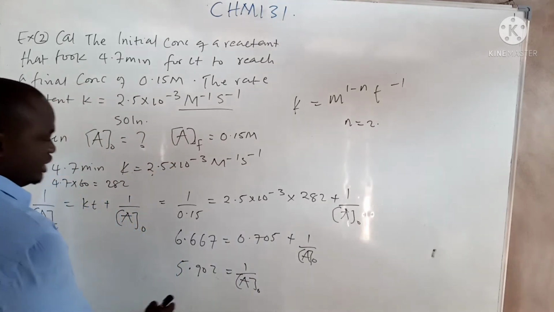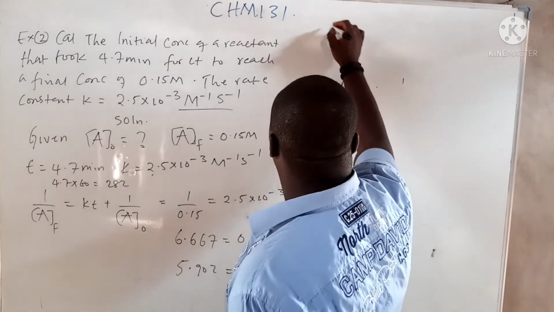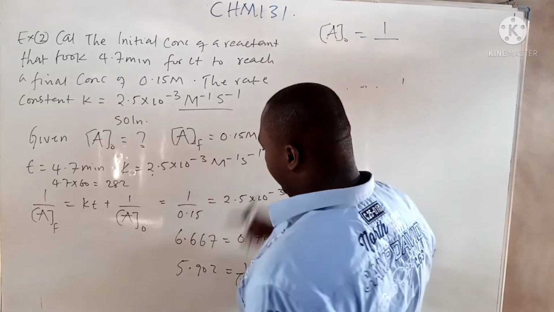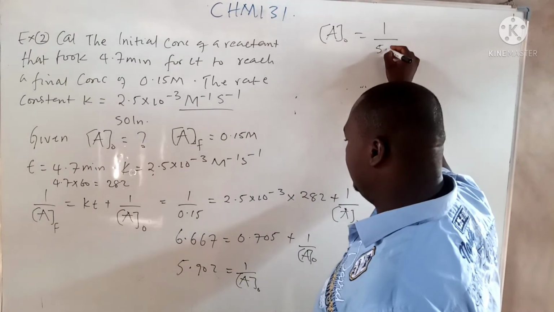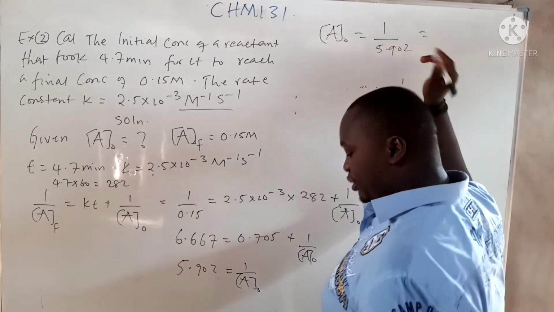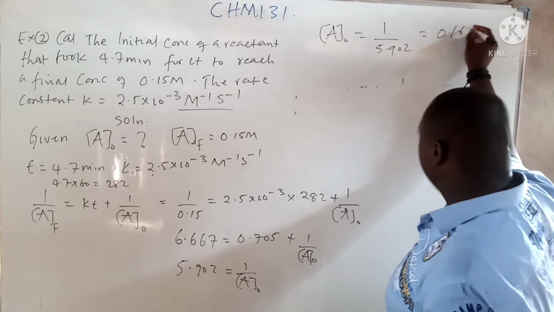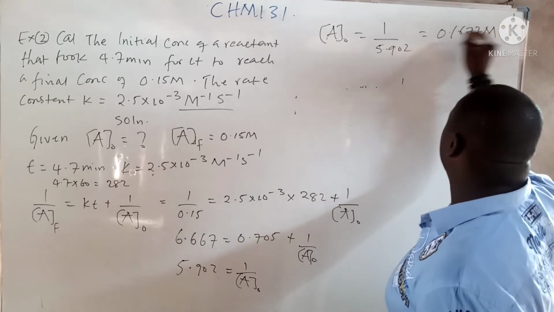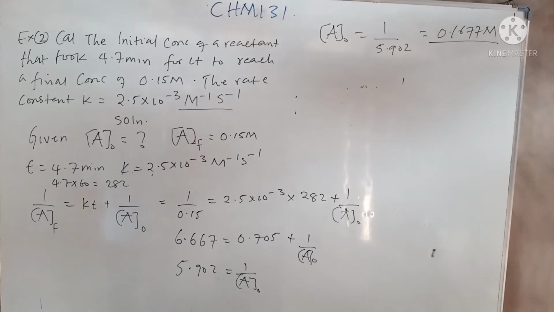Now, what we want to calculate is A0. So from here, if I want to calculate the initial concentration of A, the answer is 1 all over this. So if I invert it, this will give me 1 all over 5.029. If you put it in your calculator, what you should get is 0.1677 molarity. Why did I use molarity? The concentration is always in molarity. The concentration of either A final or A0 will always be in molarity. Always.